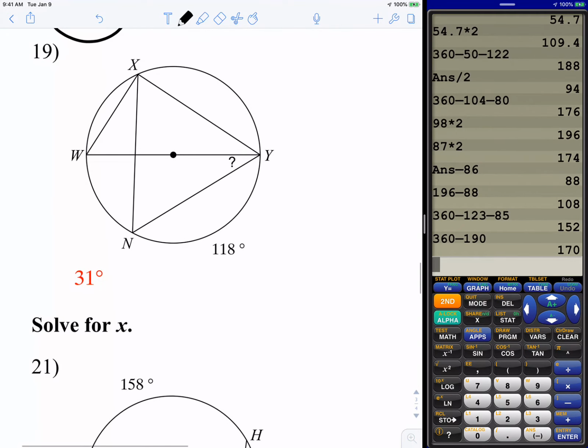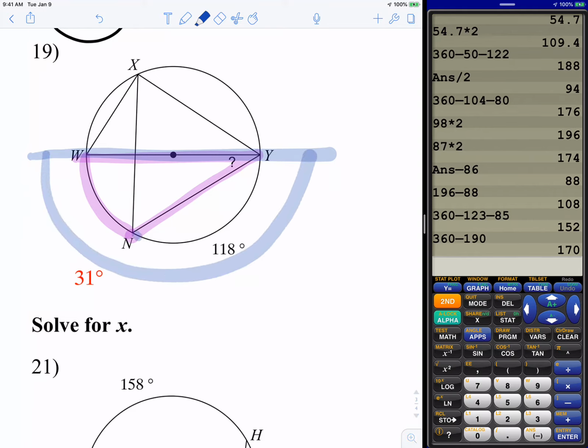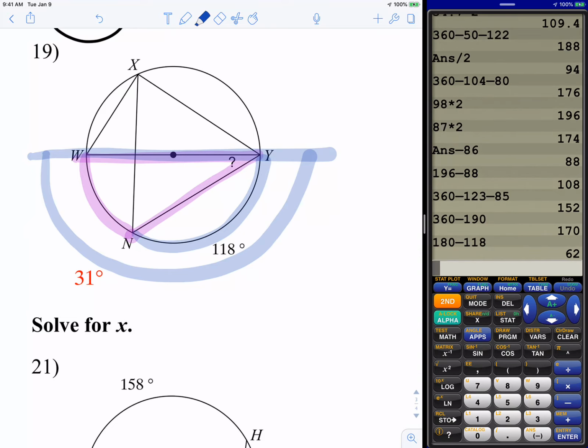Number 19. I would like to know the measure of this angle right here. So I need to know this arc here. I don't know the rest of the circle, but this circle has a diameter. So 180 degrees are cut off right here, and this much is 118. So if we do 180 minus the 118, then I know that arc WN is 62 degrees. So 62 is 2 times the measure of angle WYN. So it's 31.